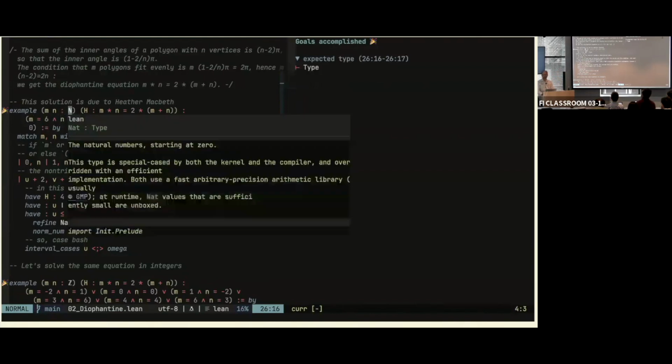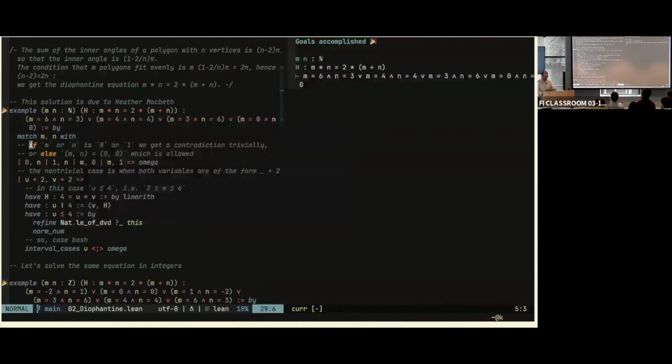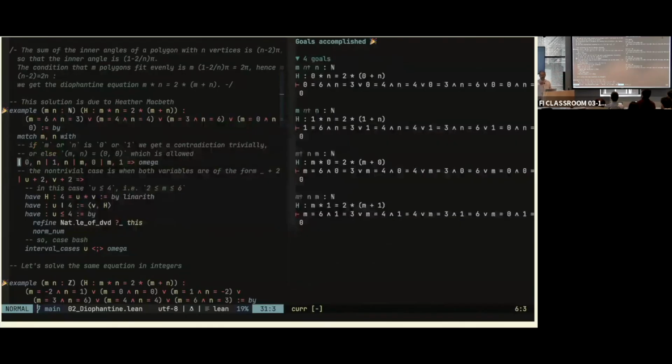Okay. Natural numbers starting at 0. So a natural number is either 0 or another natural number plus 1. And m is of this form, n is of this form. And so Heather is checking at once the first 4 cases, where the first is 0, and she can test whether the first is 1 or whether the second is 0 or the second is 1.